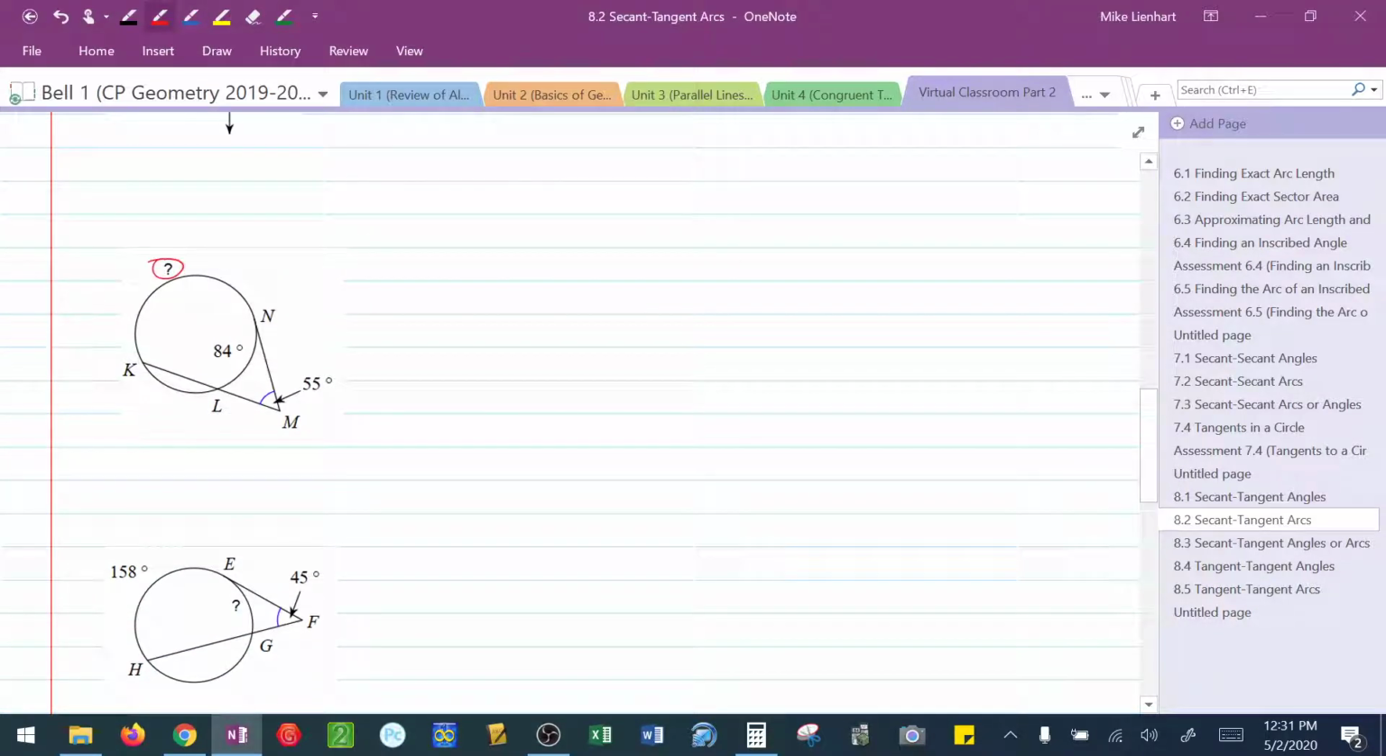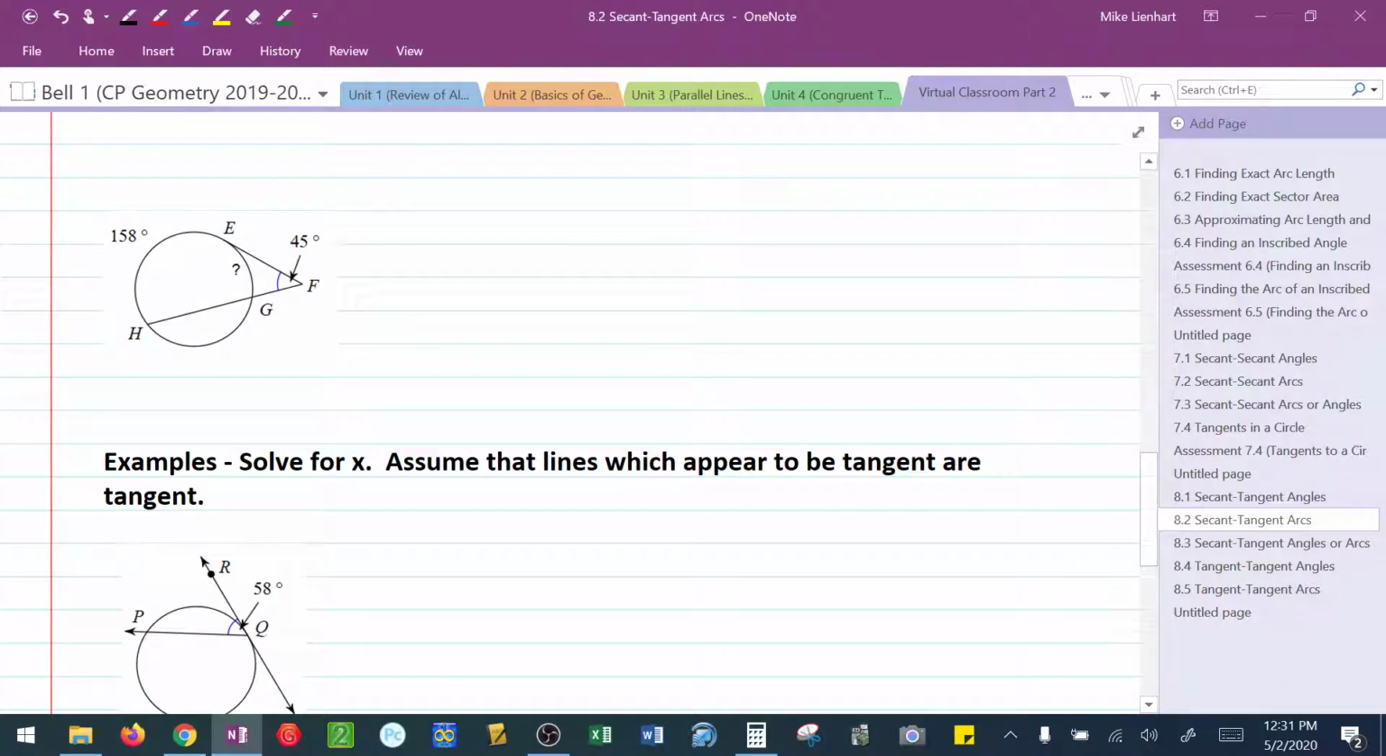Take a look at this next scenario now. There's my missing piece. I've got a vertex out. Vertex out tells me I'm going to have 2 intercepted arcs. So let's write down the rule that we know. We know that the angle, 55, is equal to half of the big arc, which I'm going to call X, minus the small arc. How do I get rid of that 1/2? I'm going to double the other side, so 110 is equal to X minus 84. I'm going to add 84 to both sides, and I get X is equal to 194 degrees.